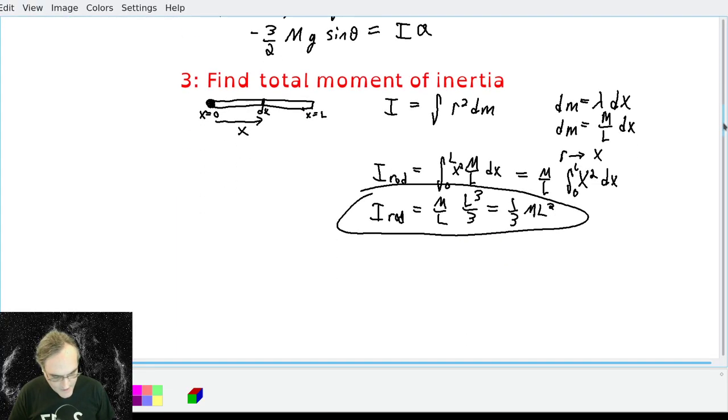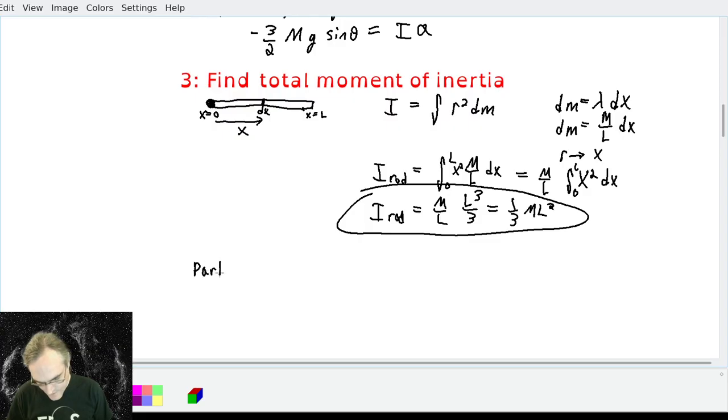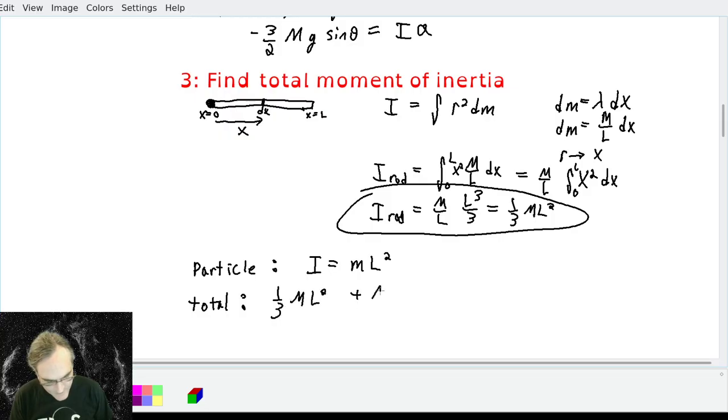Now that's just the rod. We also have that ball on the end, and it is small, so we can treat it just as a particle. And since it's all the same distance away, that means it's just an mL squared. That makes the total 1/3 mL squared plus mL squared, which is a 3 over 3 with a common denominator, so 4/3 mL squared.